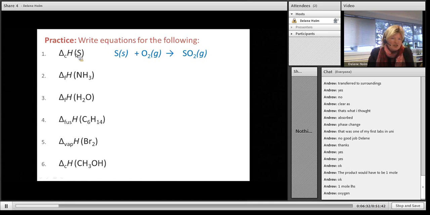I haven't put the naught in front of there. That always means standard states. So that's why sulfur is a solid, oxygen is a gas, and the common oxide that's formed is SO2.